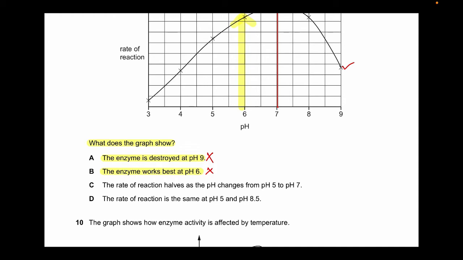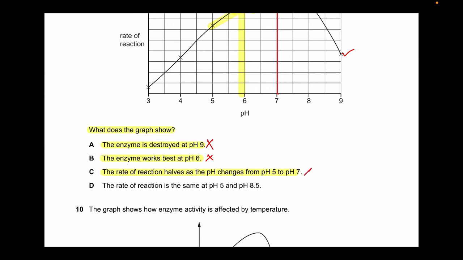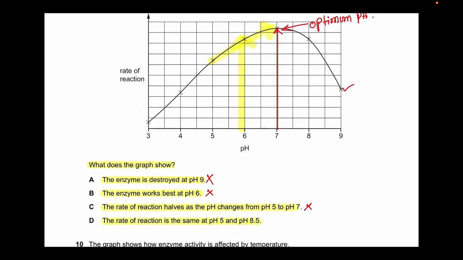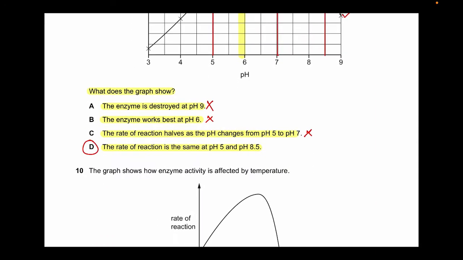So no. The rate of reaction halves as the pH changes from pH 5 to pH 7. We can see the rate of reaction actually increases as the pH increases from 5 to 7. So option C is wrong. The rate of reaction is the same at pH 5 and 8.5. So let's see, at pH 5 we had this amount of rate of reaction, and at pH 8.5 we had the same amount of rate of reaction. So option D is correct.